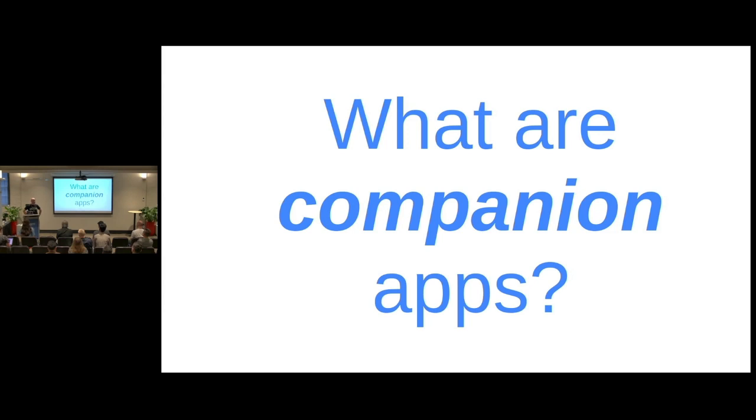So, companion apps, what are they? Well, I figure it's 2024. It's basically compulsory if you're at a Google event to mention AI at least 10 to 20 times. Unfortunately, I can't, so I'll at least do it once.